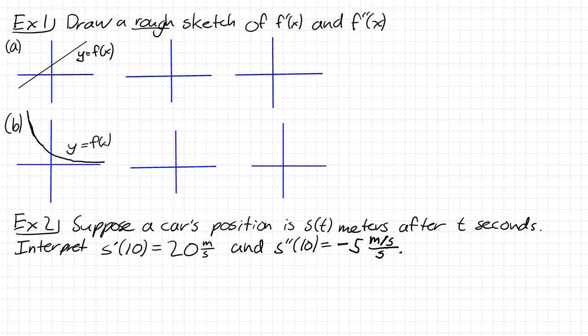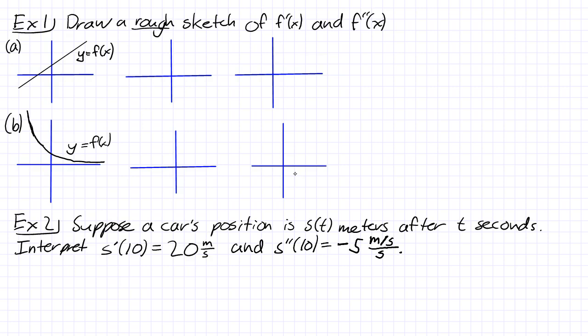Here's a couple examples to try. First of all, here's a linear function. Draw a rough sketch, doesn't have to be pretty or exact or anything, of what f prime of x looks like here and what f double prime of x looks like here. And then for part B, you have a function like this. I didn't make it very smooth, but it has this shape. Draw its derivative and second derivative. It doesn't have to be perfect.